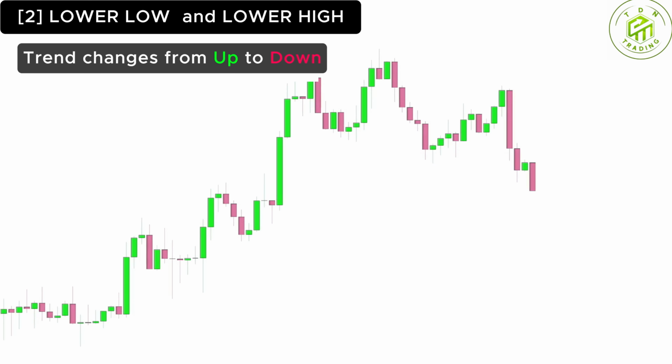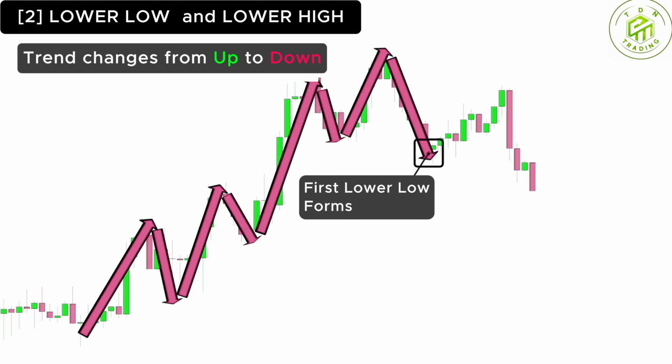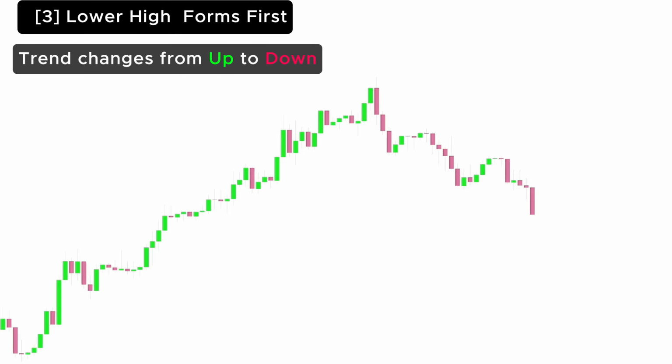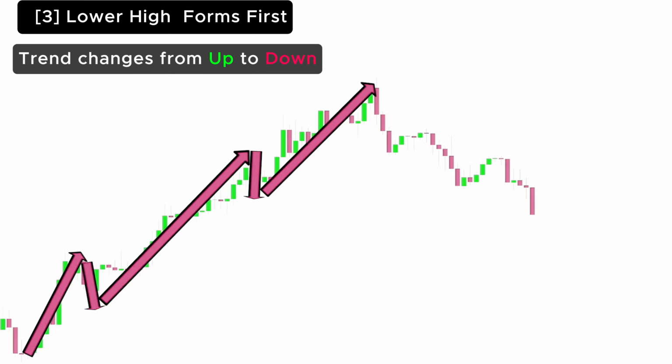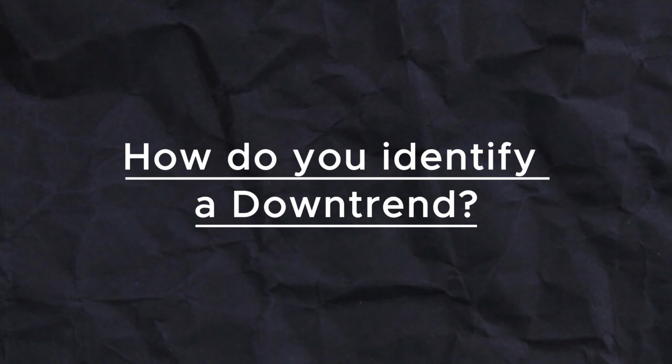Type 2. You have your moving uptrend through the higher highs and higher lows before you have a lower low form, followed by a lower high pullback before the full trend change breakout and lower low. Type 3. You have your uptrend through the higher highs and higher lows before you have a lower high that forms, signaling a trend change from an uptrend to a downtrend. So, how do you identify a downtrend?